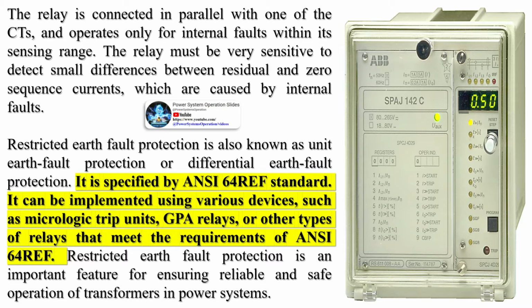It can be implemented using various devices, such as micrologic trip units, GPA relays, or other types of relays that meet the requirements of ANSI 64 REF. Restricted earth fault protection is an important feature for ensuring reliable and safe operation of transformers in power systems.